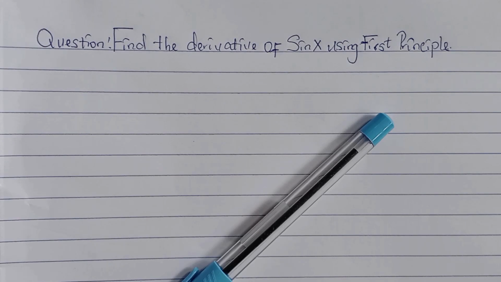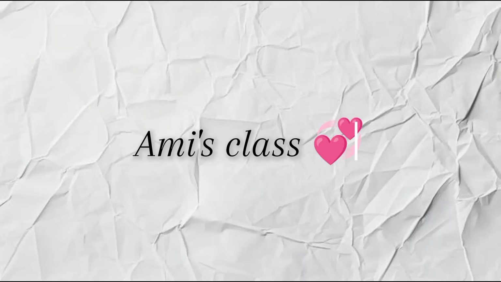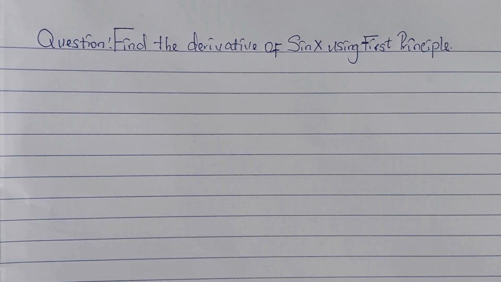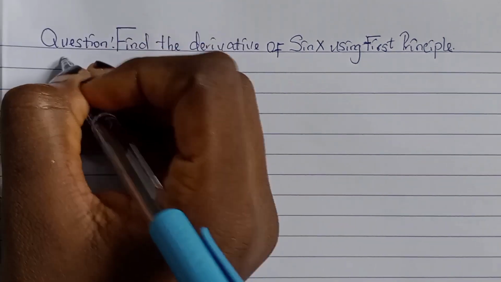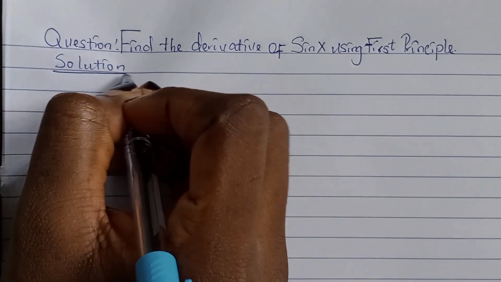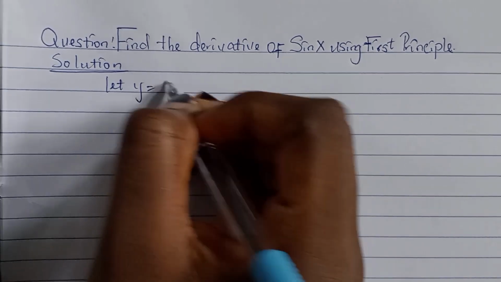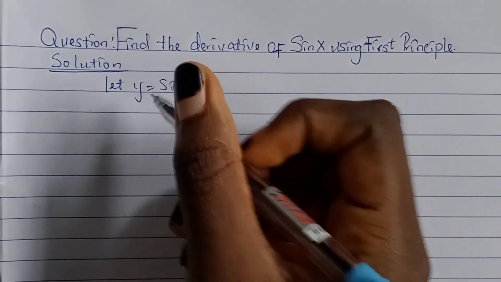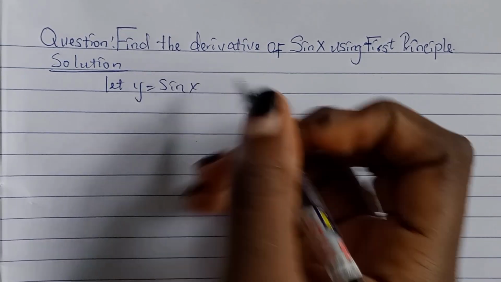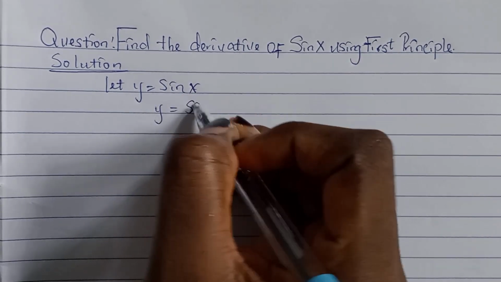Today we are going to read the question which says: find the derivative of sine x using first principle. So let's start. Solution. First we have to let y equals sine x, so that we will be finding the derivative of y in terms of x. So this is our equation.